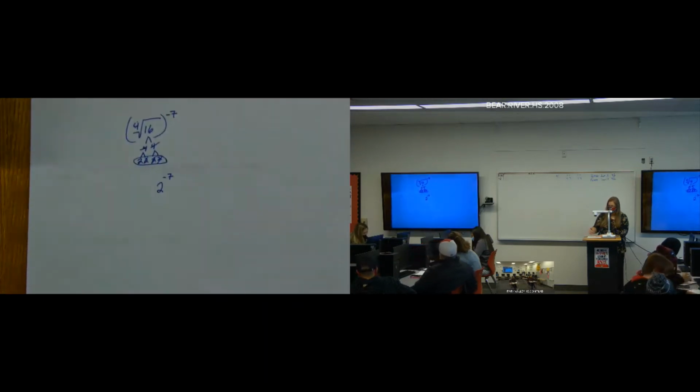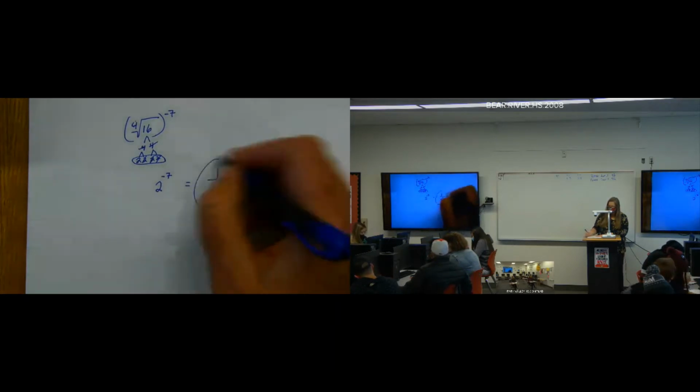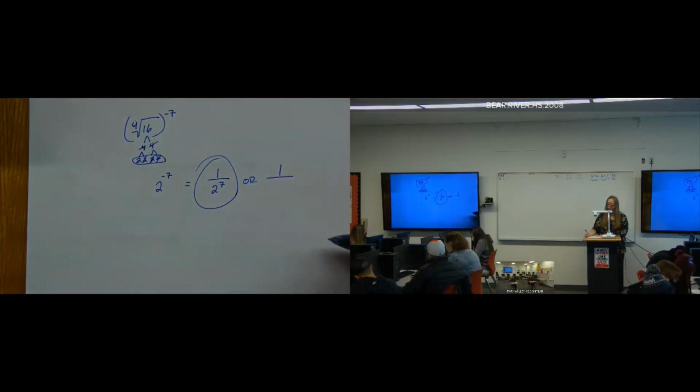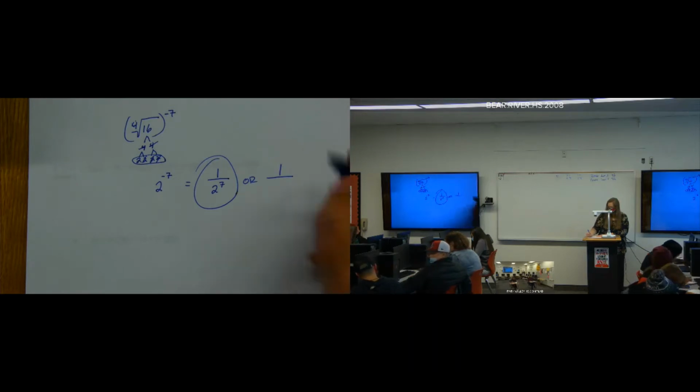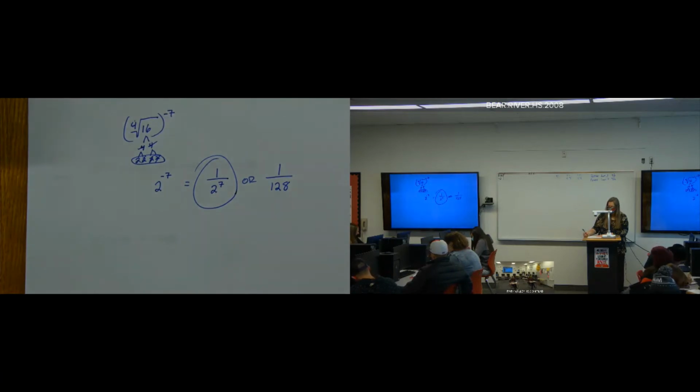Cross the line, change the sign, so I have 1 over 2 to the 7th, which I can leave as my answer, or I can write as 1 over what? What is 2 to the 7th? Didn't you tell me? No. What is it? 128. Are you sure? 2 to the 7th. Oh, it is.